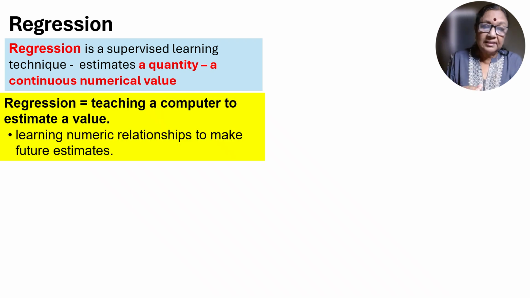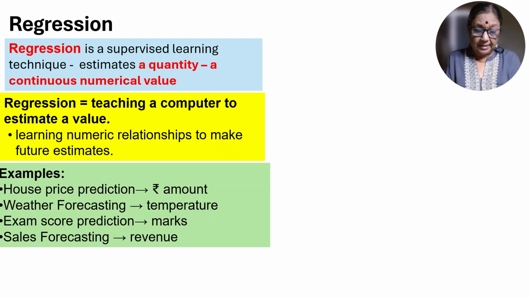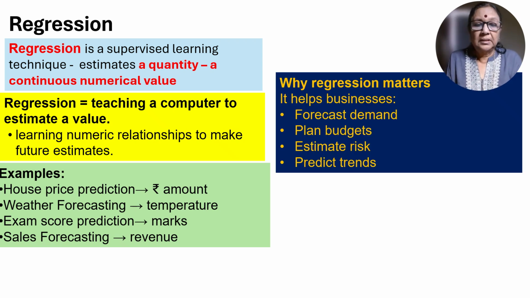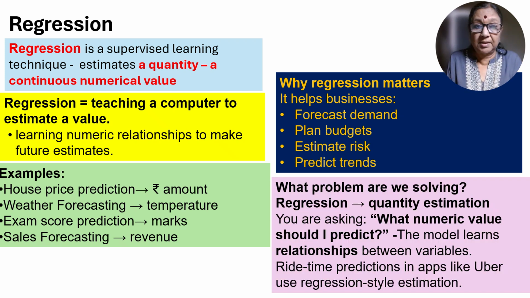So here, regression: you're teaching a computer to estimate a value, learning numerical relationships so that you can predict future values. For example, house price prediction, where you're actually predicting an amount, then weather forecasting, exam score prediction, and sales forecasting. All these are actual numbers. It matters because you can forecast demand, plan budgets, estimate risk, and predict trends. All of this can be used in business.